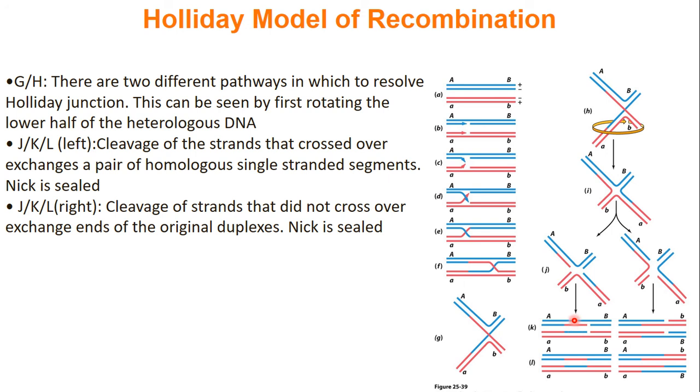One cut exchanges one gene, while the other cut exchanges the whole other half of the chromosome with each other. But those are two different ways we can resolve this Holliday junction.